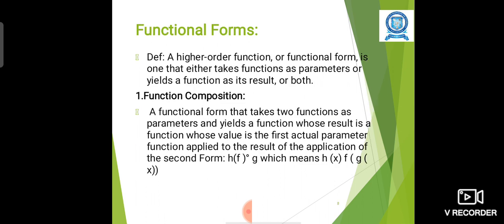Functional forms. A higher order function or functional form is one that either takes functions as parameters or yields a function as its result, or both. A functional form that takes two functions as parameters and yields a function whose value is the first actual parameter function applied to the result of the application of the second, that is h = f ∘ g, which means h(x) = f(g(x)).